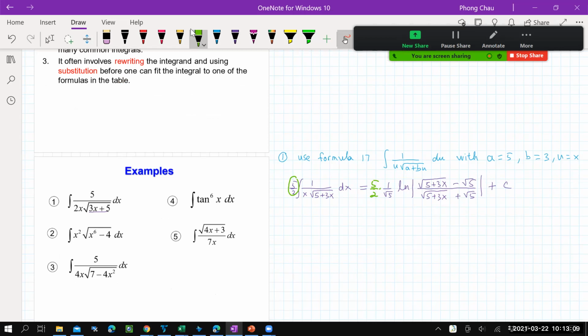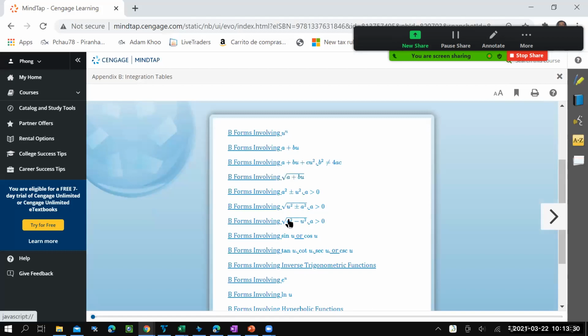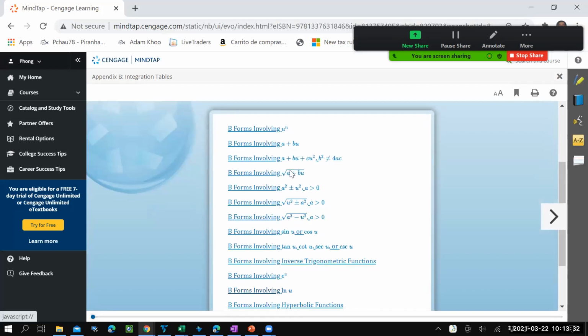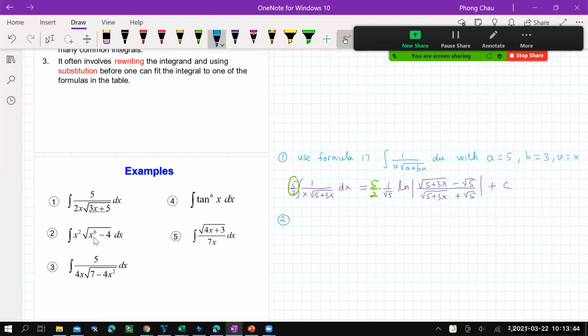Now let's look at number 2. It's a bit harder. You have root of x to the 6 minus 4. If you go back to the formula, all the formulas involving square roots are either linear or sums and differences of squares, right? We don't have anything close to this, because of the 6th power.